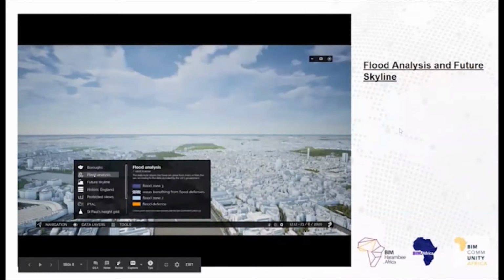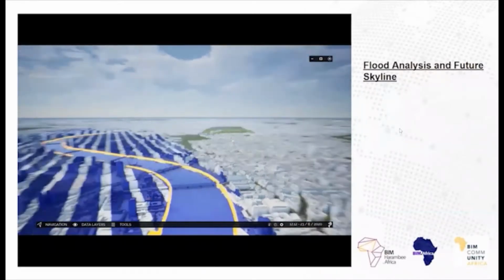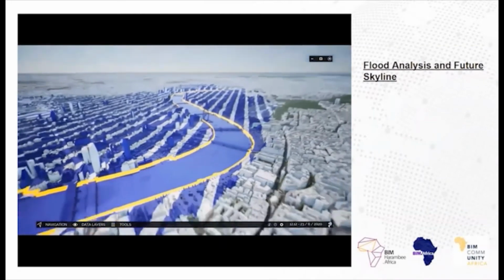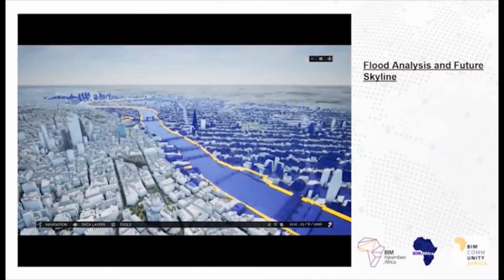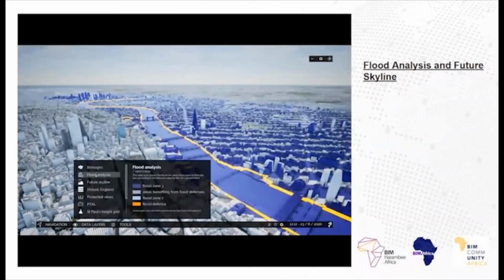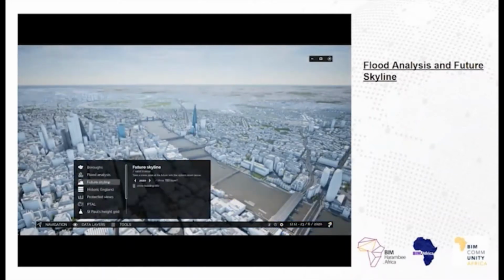Here we show the flood analysis over London, and categories of flood zones are projected onto the city dataset. As you can see, the flood zones are high near to, close to the River Thames. Here we show the future skyline, and we can toggle through the years, and it will show exactly what will be there in those years.